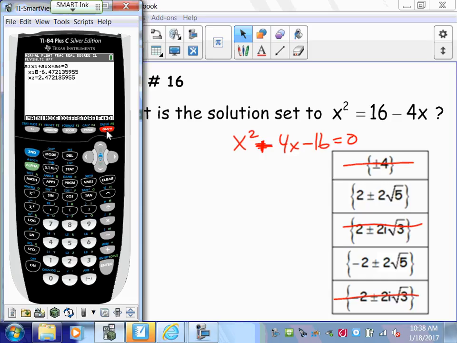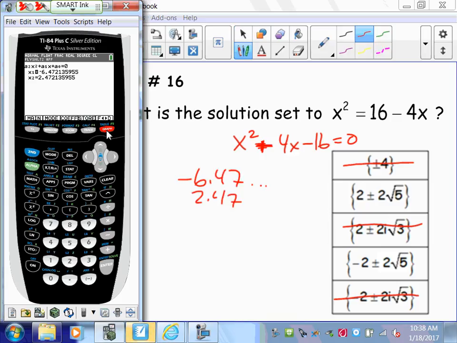Where are we at? Negative 6. Oh, that one's a negative 6. So the answer is negative 6.47 and 2.47. If you plug in negative 2 plus 2 root 5, you should get one of them, and to double check, negative 2 minus 2 root 5. So this right here will give you those answers.